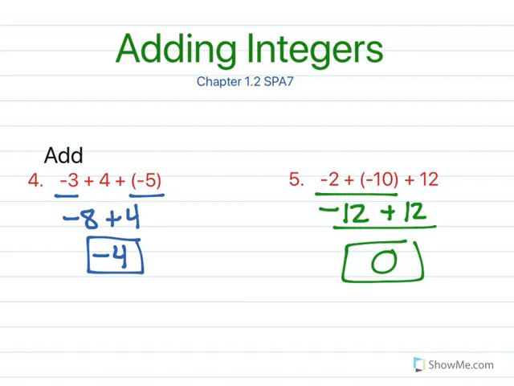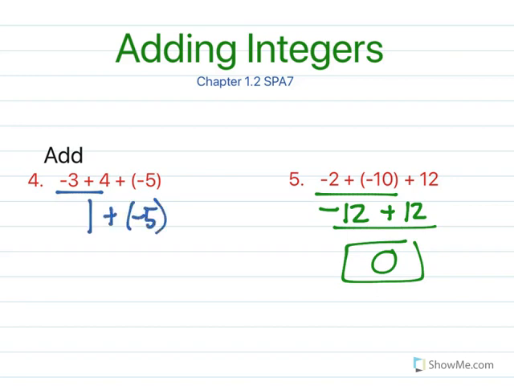Now I want to go back over to number 4 for a moment. I mentioned there was another way of doing this. You could combine the like signs first, or if you want, you can just go from left to right. I could also say -3 plus 4 is 1 plus -5. And then 1 plus -5 is -4, because I know that I have 4 more negatives than I do positives. That's another way of doing it. So hopefully that made some sense to you.